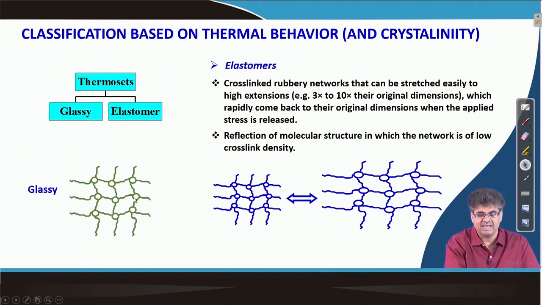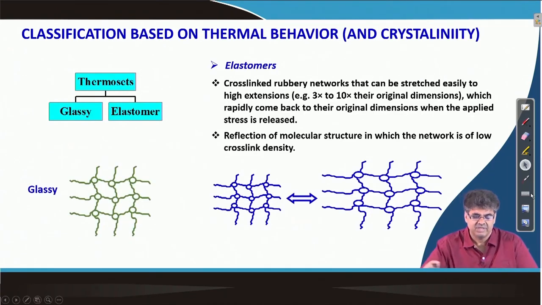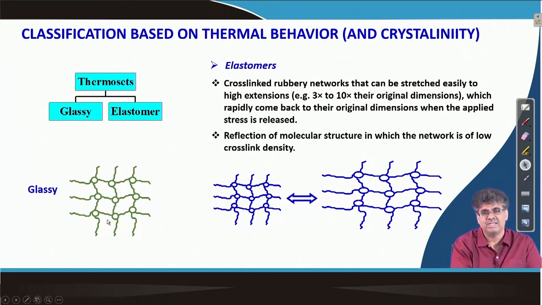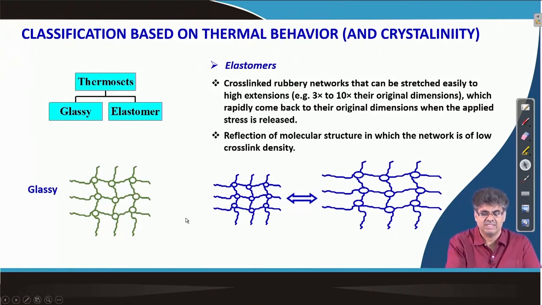Now, when we have a glassy polymer, meaning the temperature is below the glass transition temperature, then these polymer chains are stiff, so they do not have much mobility. And if the number of cross-links is too many, then the mobility also gets restricted. So in that case this becomes a very hard material and we cannot stretch it. So basically, we call them glassy thermoset material.